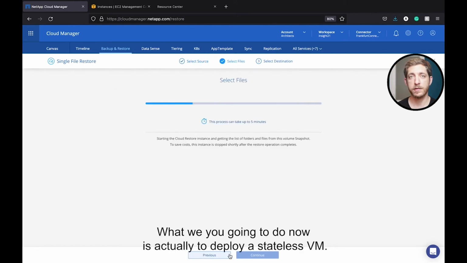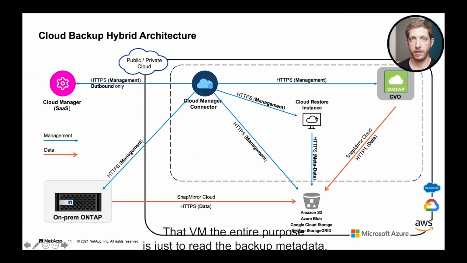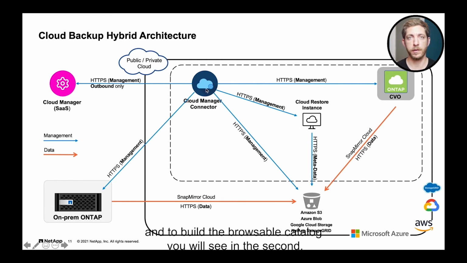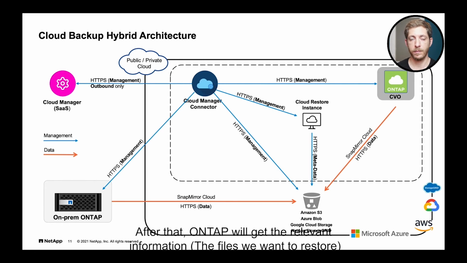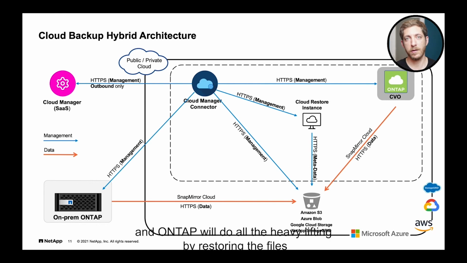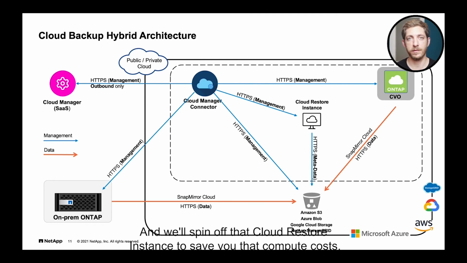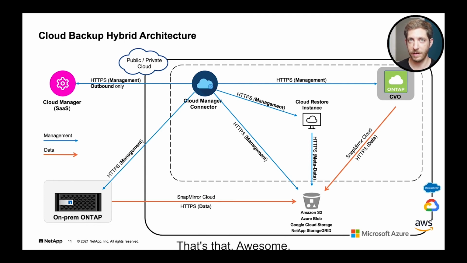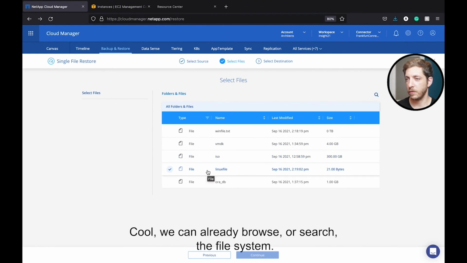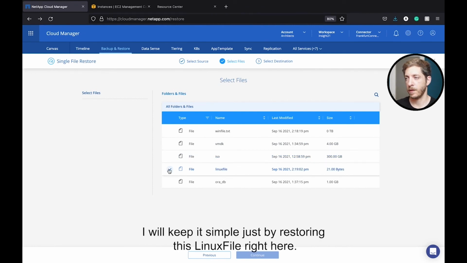What we're going to do now is actually to deploy a stateless VM. And that VM, the entire purpose of it is just to read the backup metadata and to build the browsable catalog you will see in a second. But after that, ONTAP will get the relevant information, the files you want to restore, and ONTAP will do all the heavy lifting by restoring the files with the efficiency preserved directly from S3 to ONTAP, encrypted in flight, and will spin off that cloud restore instance to save you that compute cost. That's awesome.